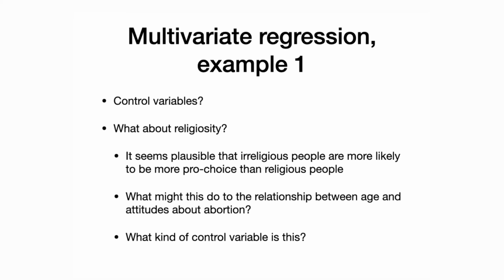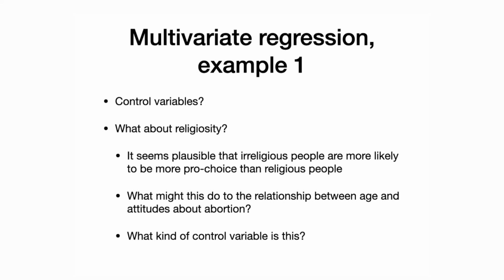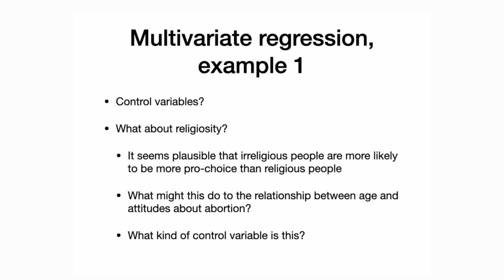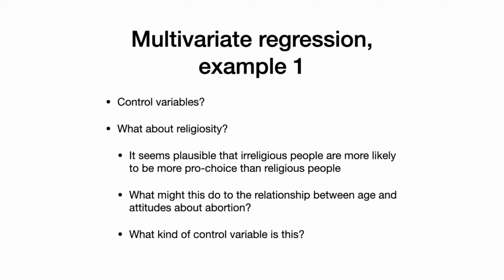And so the older somebody is, the more likely they are to be religious, and it's that religious socialization that makes them take particular views on abortion. The younger somebody is, the less religious they are, which means they're not necessarily getting that same kind of religious socialization. What does this make religiosity? It makes it an intervening variable.